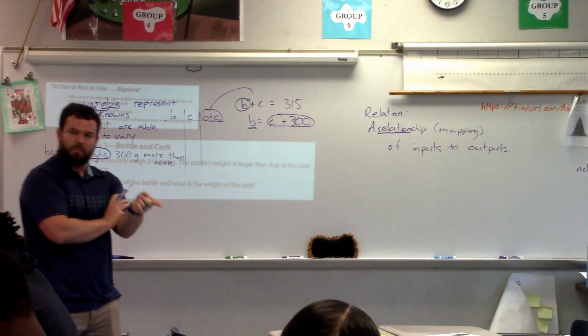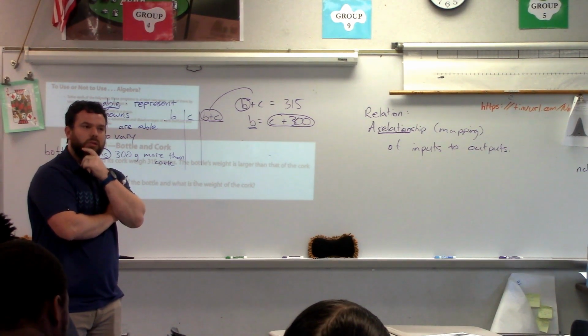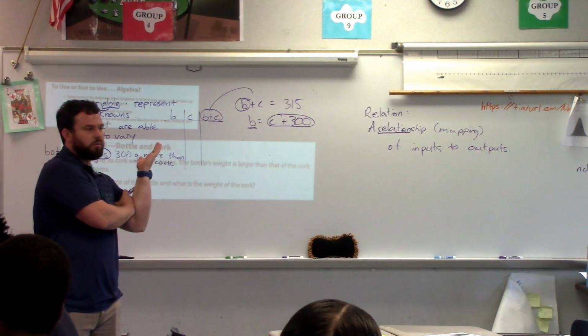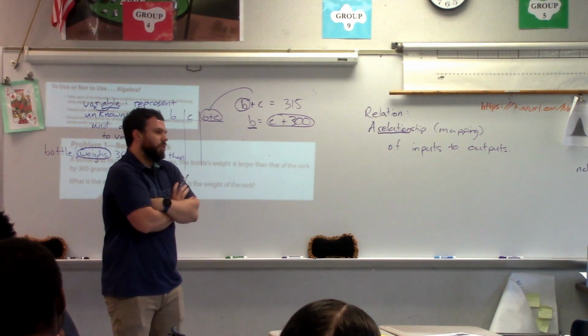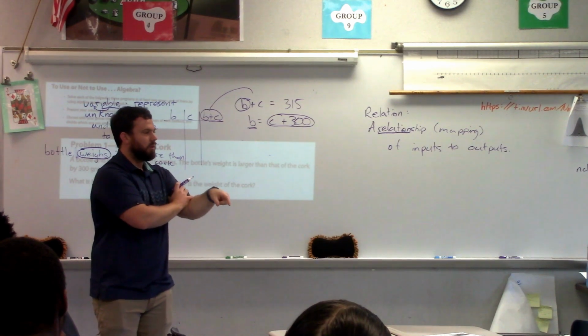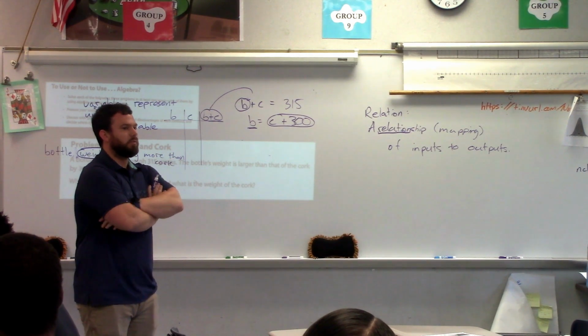Chelsea, remind me, what is the bottle equal to? The cork and 300 more. Like literally, what does it say on the board? Right here, that I circled. C plus 300, right? The bottle is equal to the cork plus 300. So, John, what could I substitute in for the bottle?